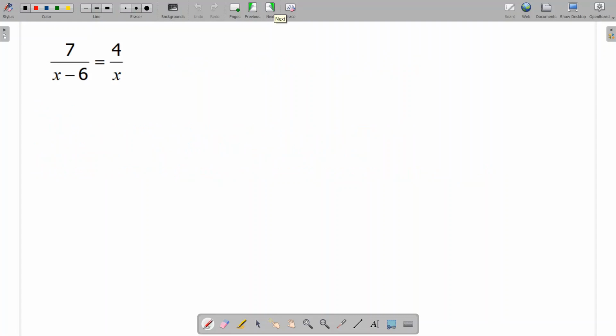Now remember, we want to get a common denominator on both sides. So that just means that I need to multiply the right side by x minus 6, and I need to multiply the left side by x. So if we do that, we get 7x over x times x minus 6.